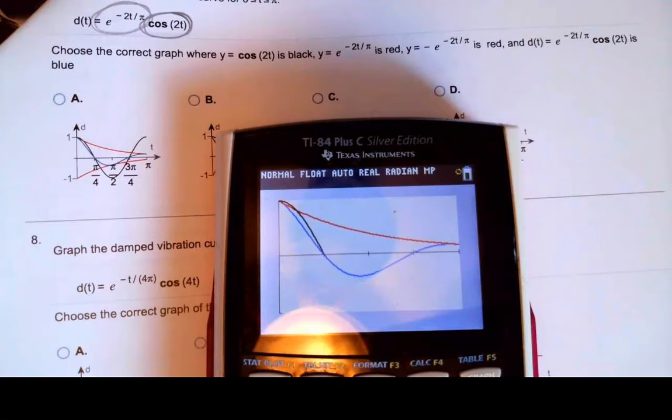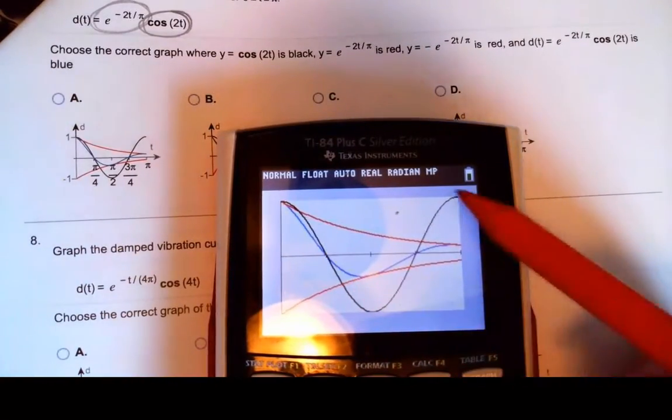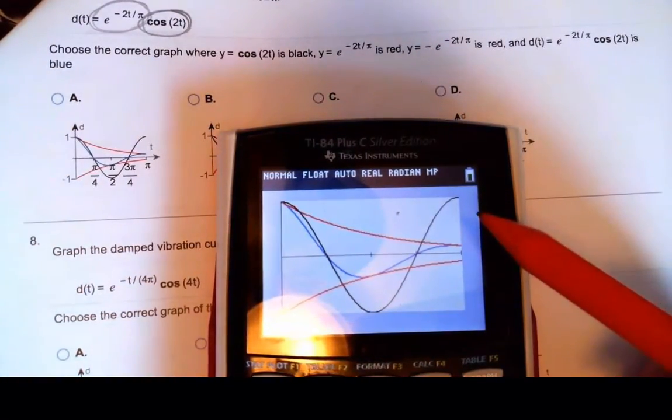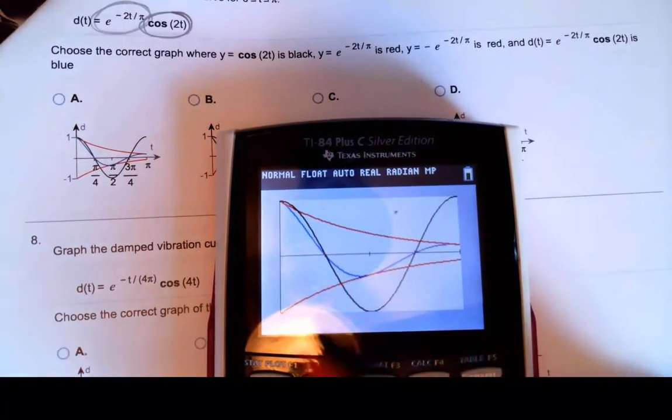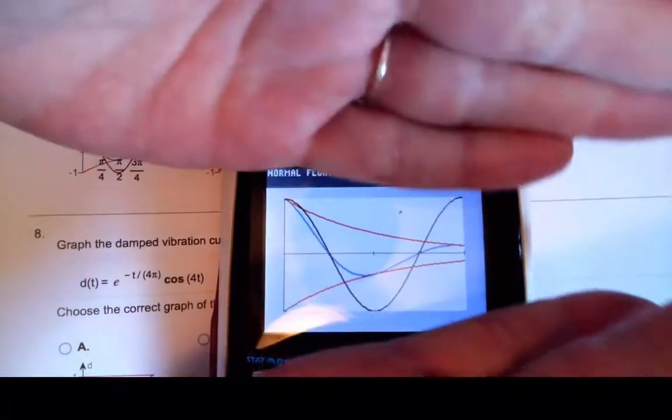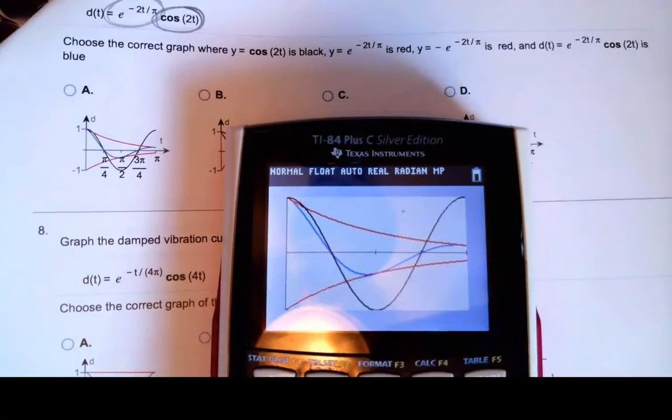And then I'm going to see the cosine of 2x. And now I'm going to see the negative e to the negative 2x over pi. So what we've done is you can see that we're using cosine as a point of reference, okay? So this kind of sort of mimics the cosine curve. And then these red curves are actually boundaries on the actual blue curve of the graph. So the blue curve is the actual graph, okay?